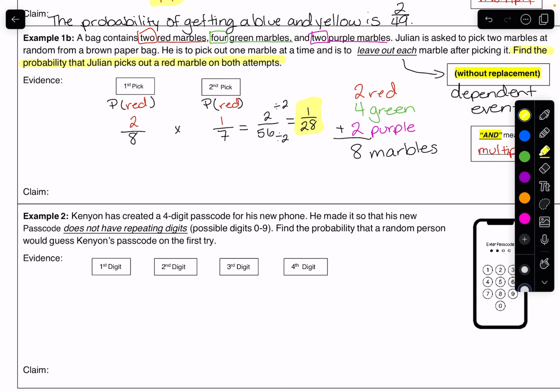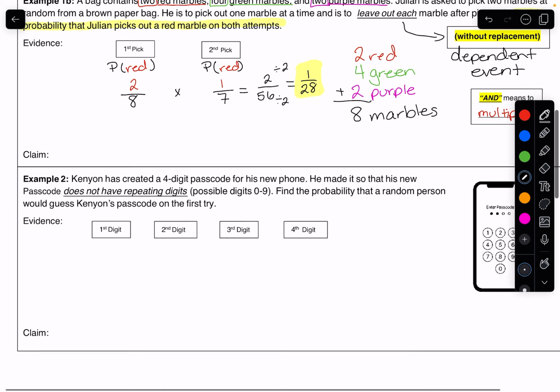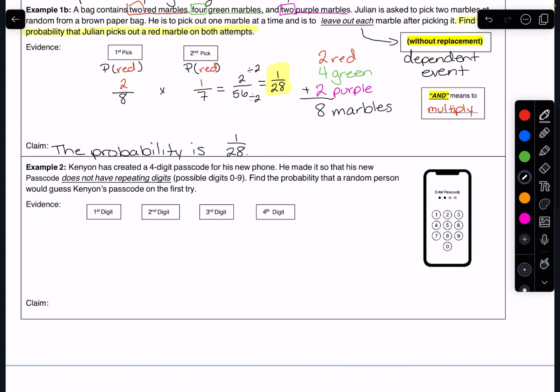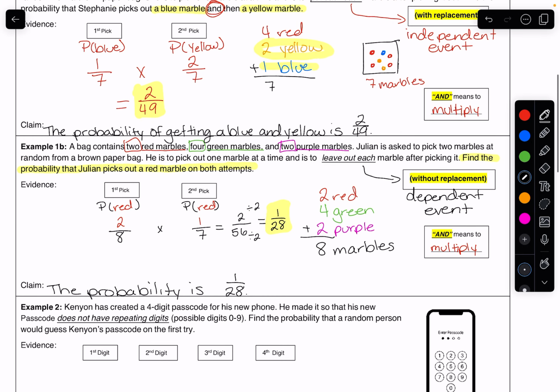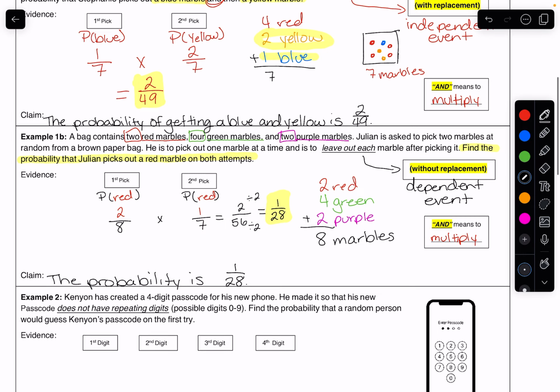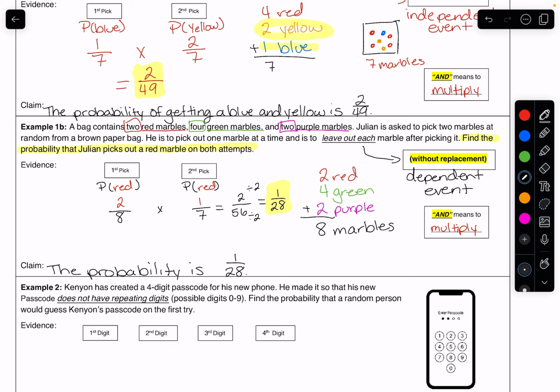Julian has a 1 in 28 chance. So the probability is 1 in 28. Okay, so there's a difference. With replacement, or when you put it back in, they're independent, you have the same amount of marbles. Without replacement, you leave it outside so it stays out and you have fewer marbles than what you started with.